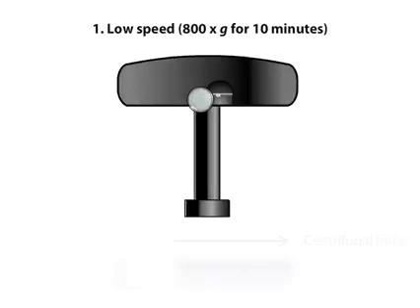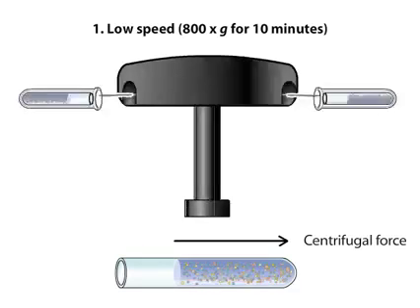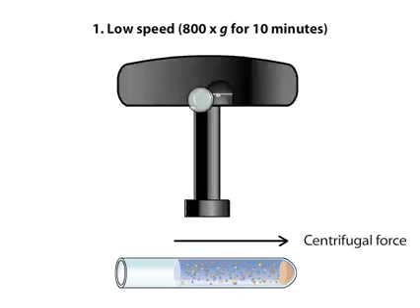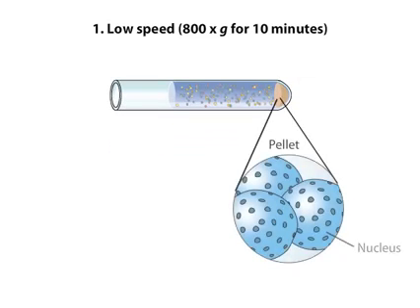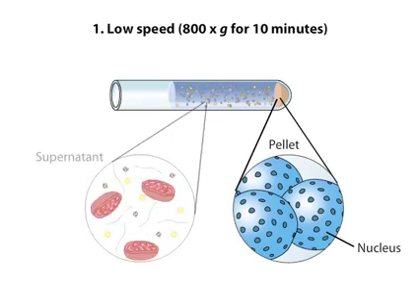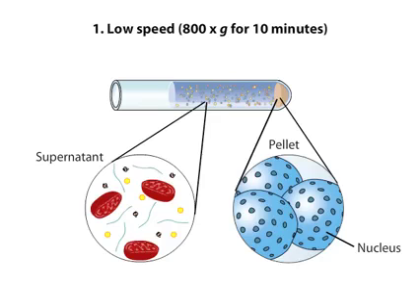During this spin, the largest and densest materials sediment first, forming a pellet at the bottom of the tube. This pellet will contain unbroken cells and nuclei. Thus, an enriched fraction of nuclei can be recovered from the pellet, while the other cell components are suspended in the remaining solution, called the supernatant.